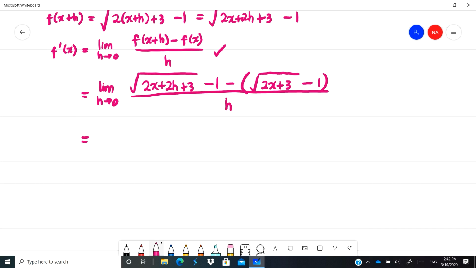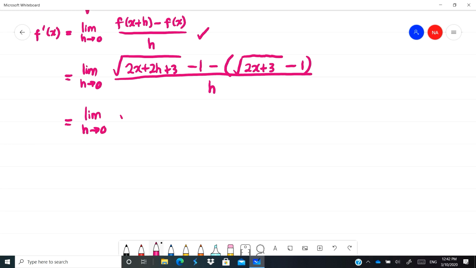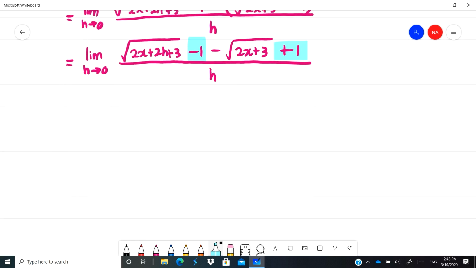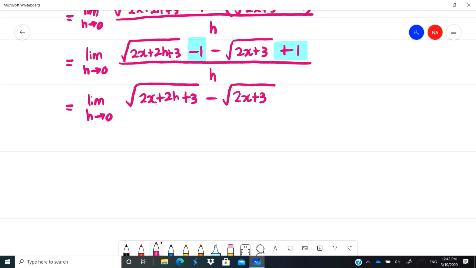Now we have to simplify the numerator. I'm expanding that negative symbol first, so 2h plus 3 minus 1 minus square root of 2x plus 3, we'll get plus 1, the whole thing over h. Please take note that negative 1 plus 1 will give you 0. So we are just left with limit as h approaching 0 of square root of 2x plus 2h plus 3 minus square root of 2x plus 3, over h.